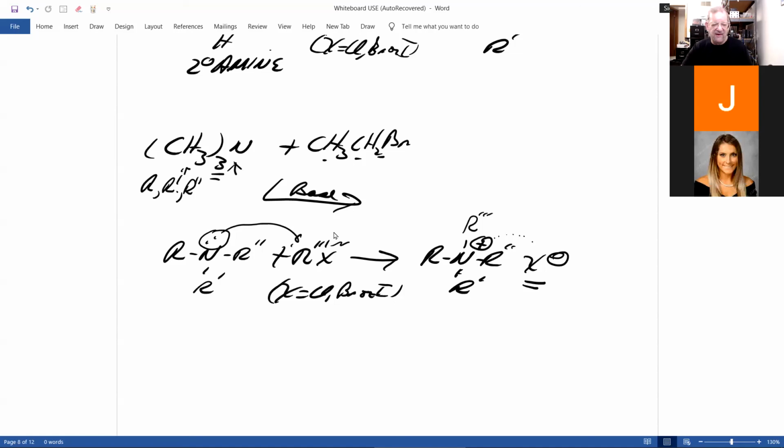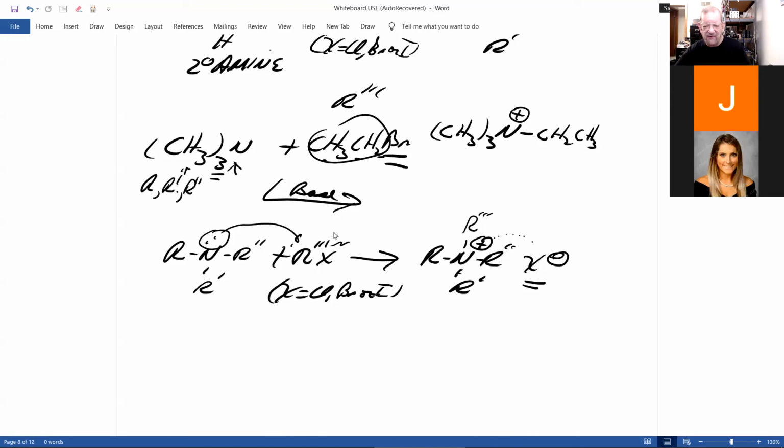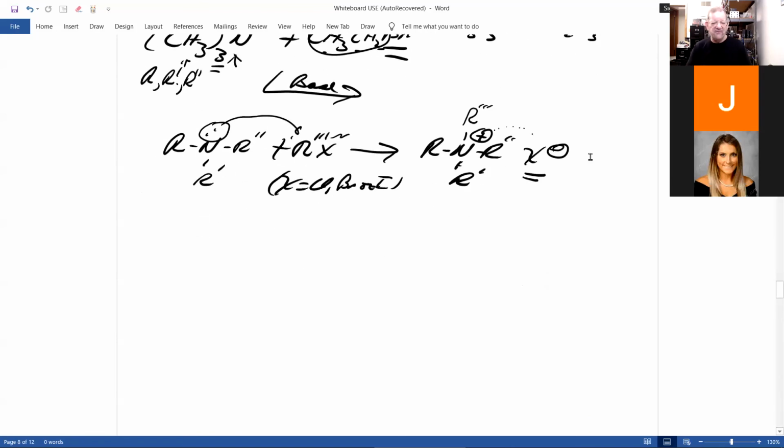So if we look at here, this is my R triple prime. One way of writing this molecule, my 3 R groups are on nitrogen. My new one is this, plus charge. You don't have to show charges, but I will. And what's the halogen? It comes from here, bromine minus, and that's what you get. And that's how you make a quaternary ammonium salt.